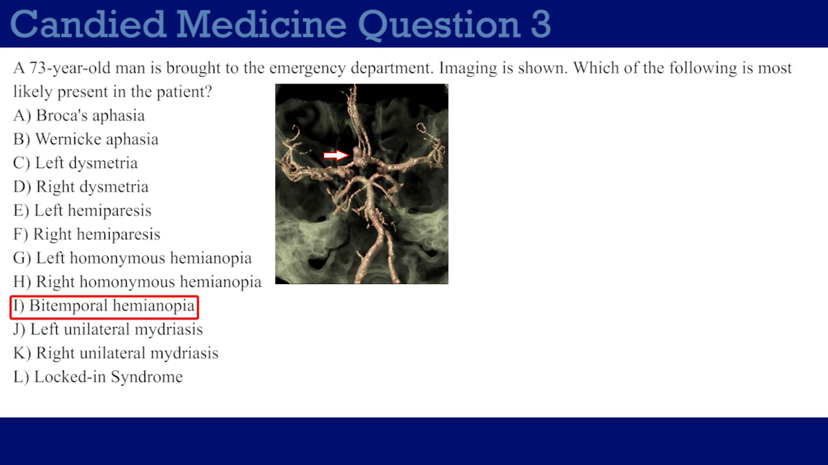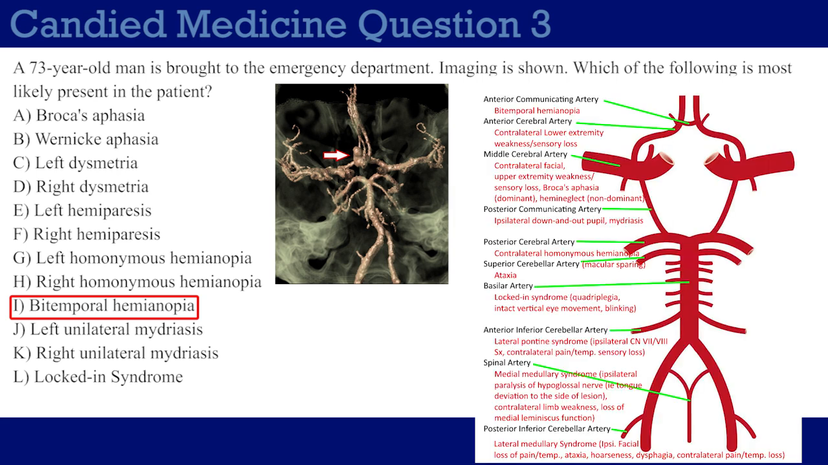So instead of going through these answer choices one by one, I think it's probably better I just put up an image of the circle of Willis here and go through some of the high yield stuff they like to test people on. So on the top here, we of course have the anterior communicating artery, which is what this question was about. Bitemporal hemianopia from an aneurysm occurring here, obviously because the aneurysm would compress the optic chiasm.